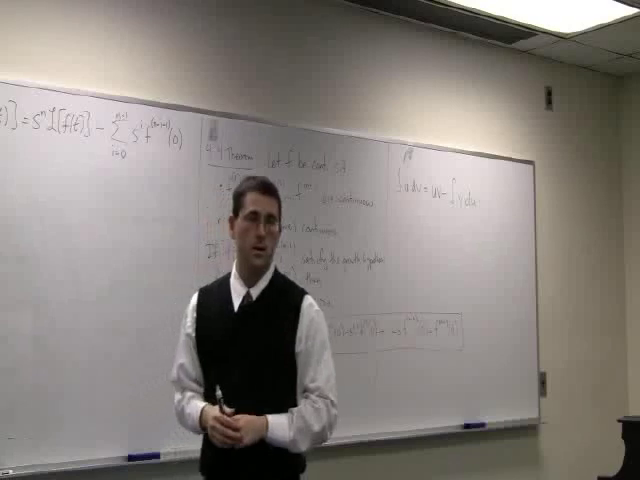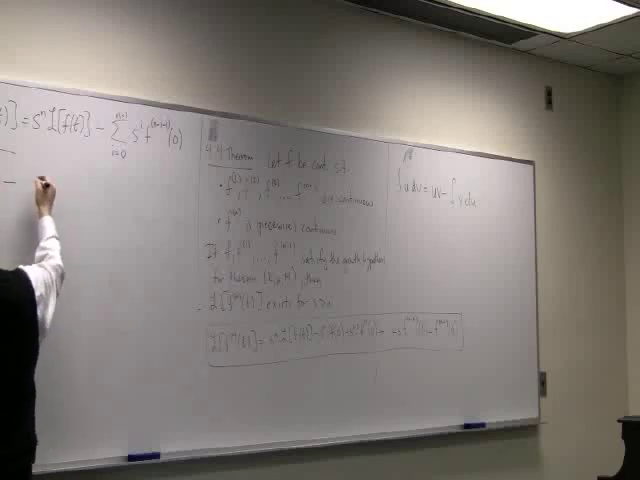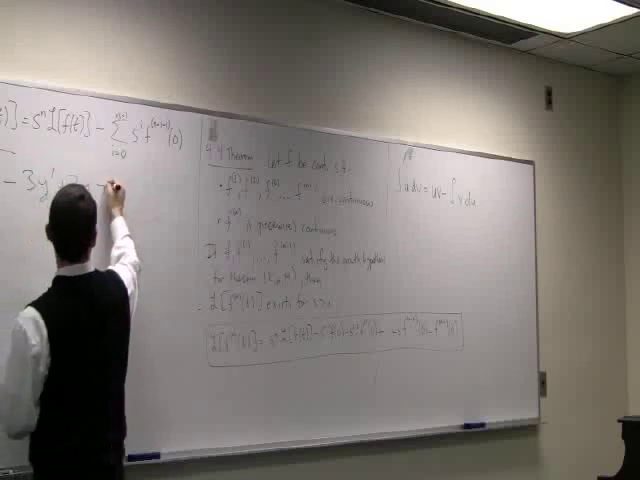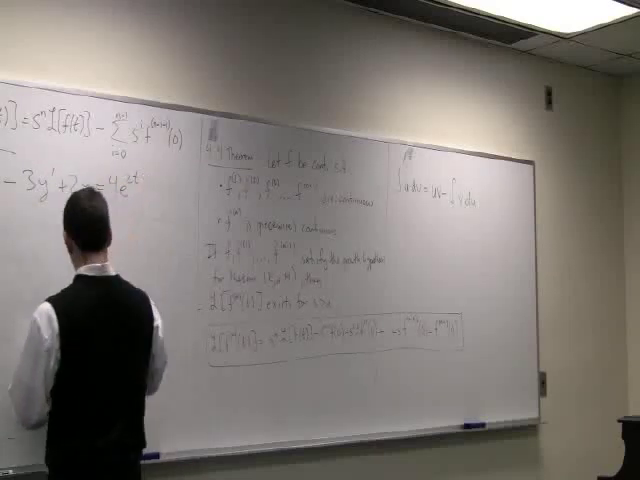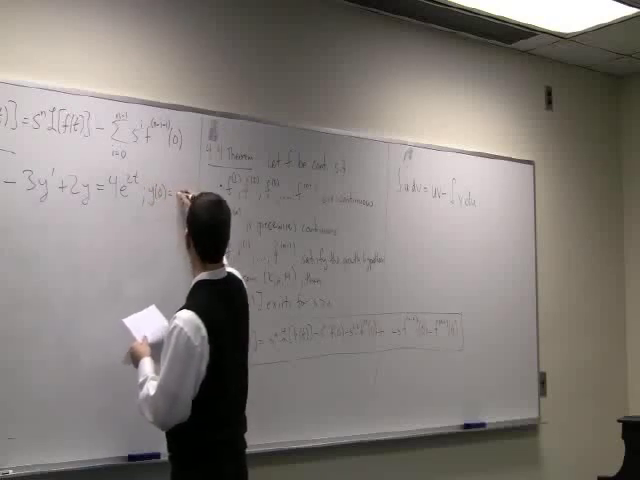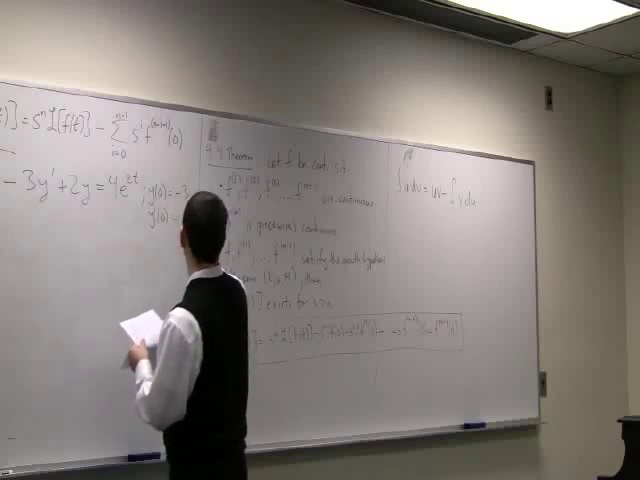Okay, so maybe an example will be illuminating. Let's try the differential equation y double prime minus 3y prime plus 2y equals 4e to the 2t. And I'll give you the initial information that y at 0 is minus 3, and y prime at 0 is 5.